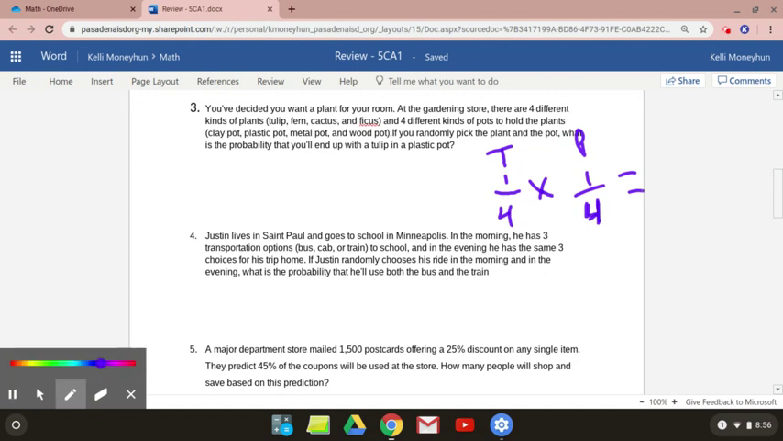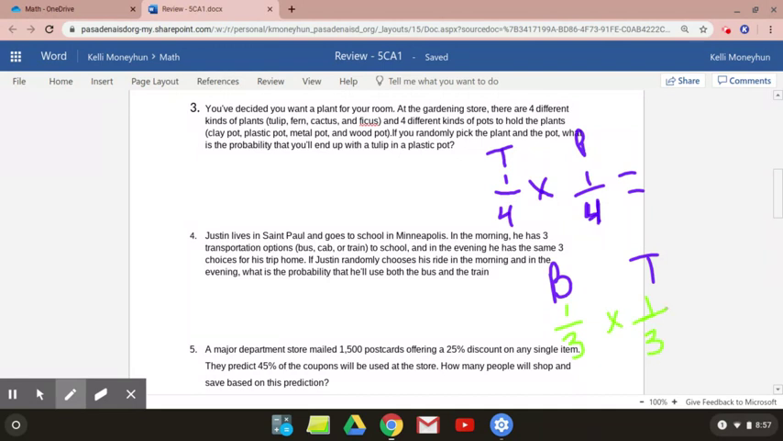All right, Justin lives in St. Paul and goes to school in Minneapolis. In the morning, he has 3 transportation options: bus, cab, or train. In the evening, he has the same 3. Okay, so what's the probability that he'll use the bus first and then the train? So you need to set up 2 separate probabilities. What's the probability of taking the bus? Should be 1 out of 3. And the train should be the same. When you have multiple probabilities, you should multiply straight across.